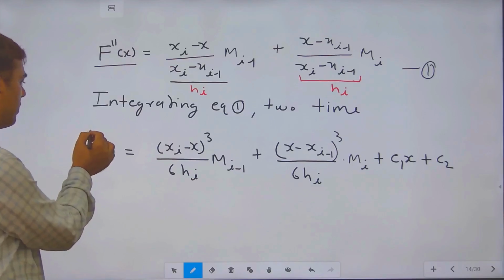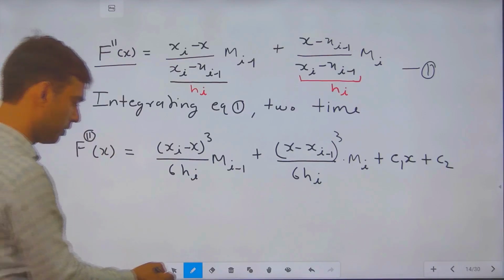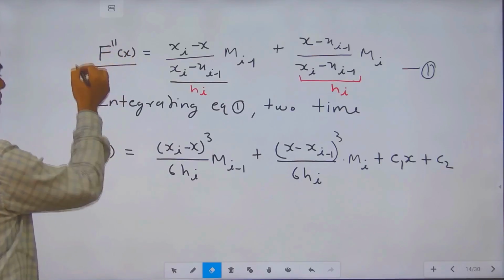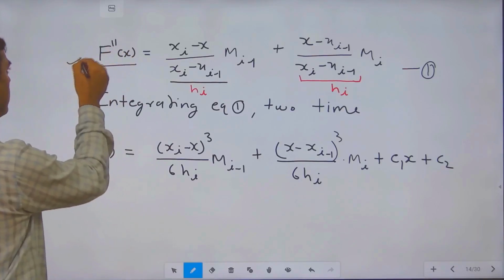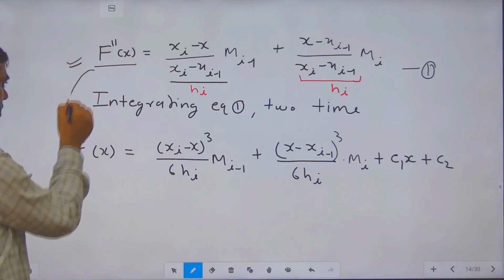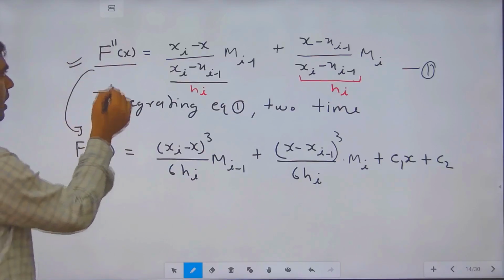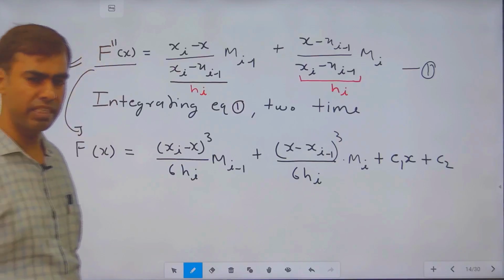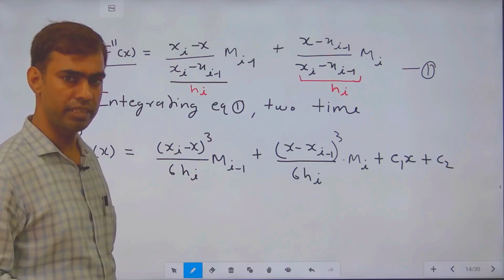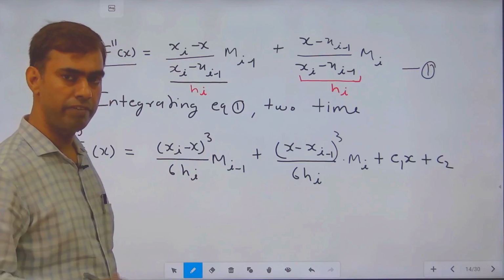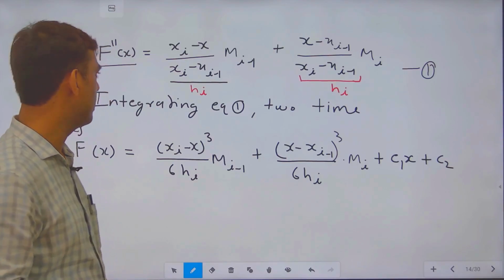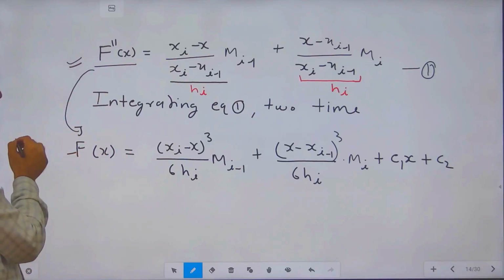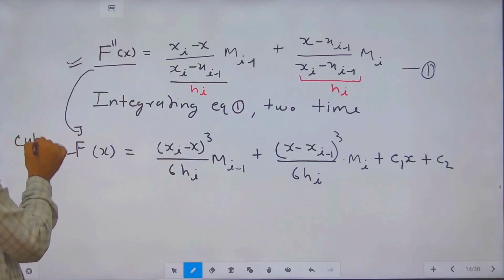This one is not f double dash x now, because if we integrate this function f double dash x two times, then this becomes F(x), and this one is a linear function. Obviously f double dash x is a linear function, as we said earlier. F double dash x is a linear function that we fit with the help of a Lagrange interpolation formula, and if we integrate two times, then F(x) is a cubic polynomial.